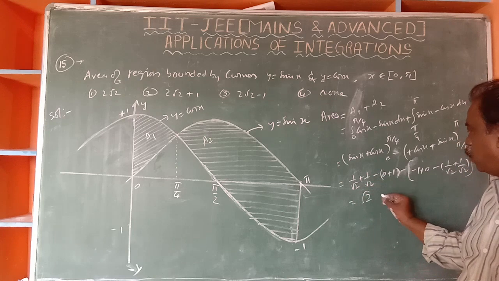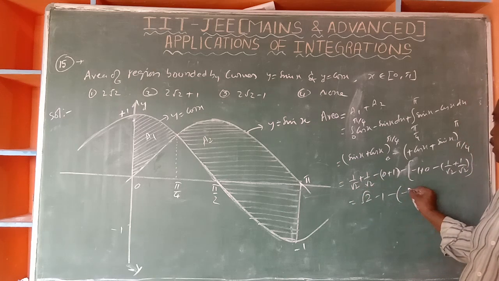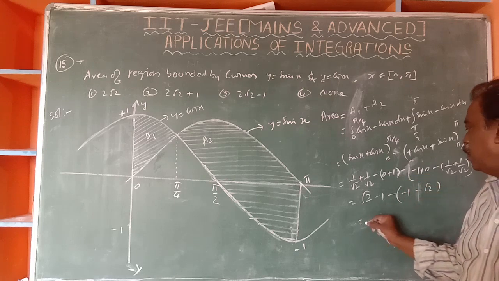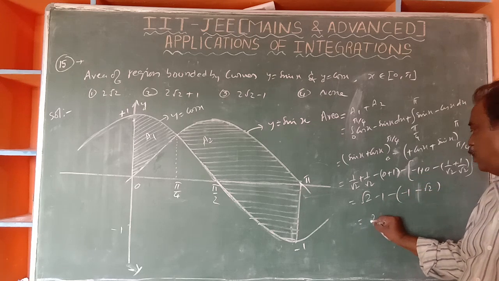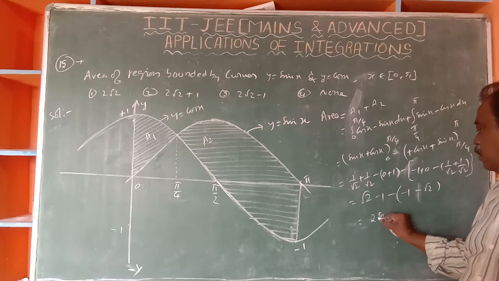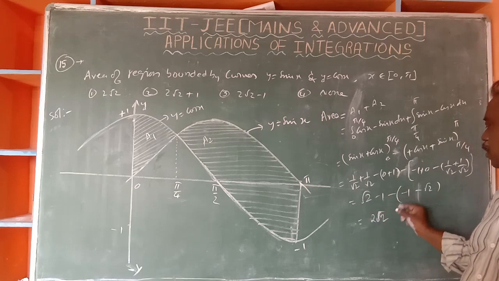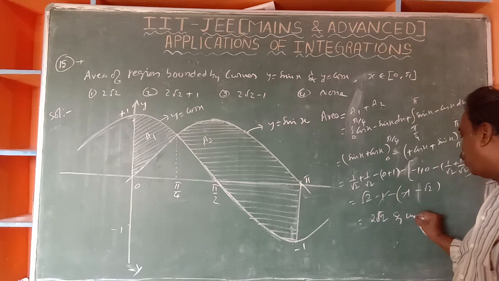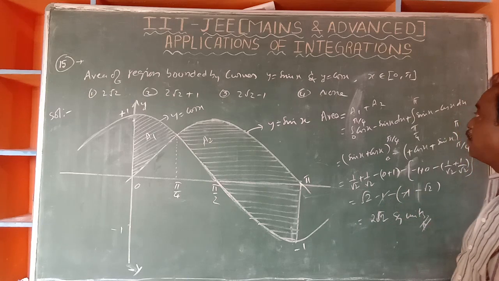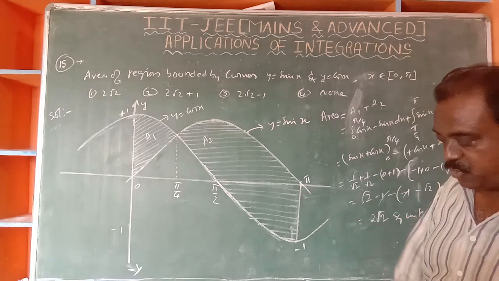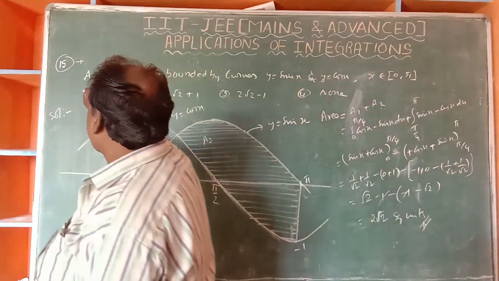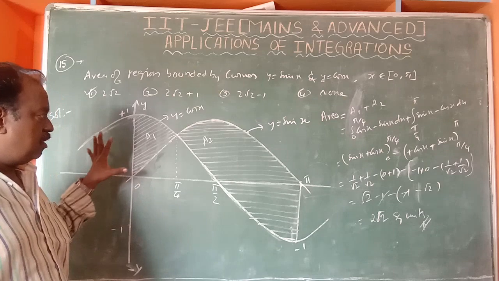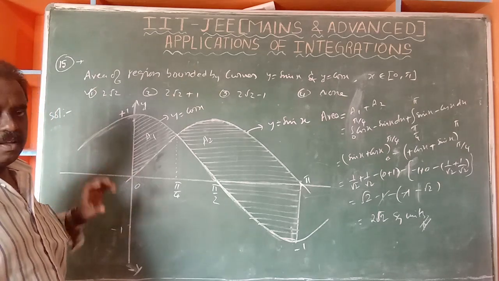2 by root 2 is root 2. Minus 1. Minus 1 plus here also root 2. Root 2 plus root 2 is 2 root 2. Minus 1 plus 1 cancels. Okay? So 2 root 2 square units is the answer. Okay? 2 root 2, the first option. This is the answer. Okay, like this we have to solve. Okay? Thank you.